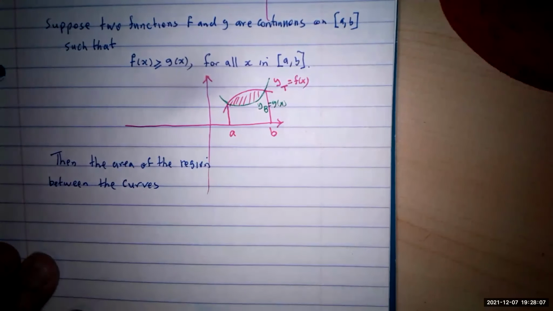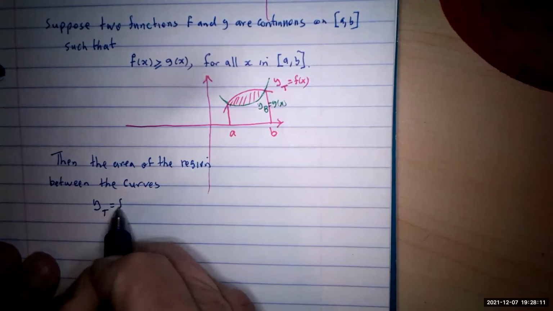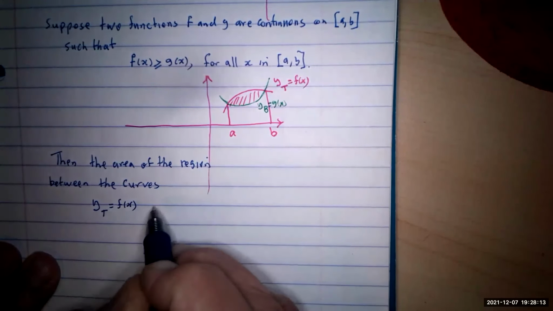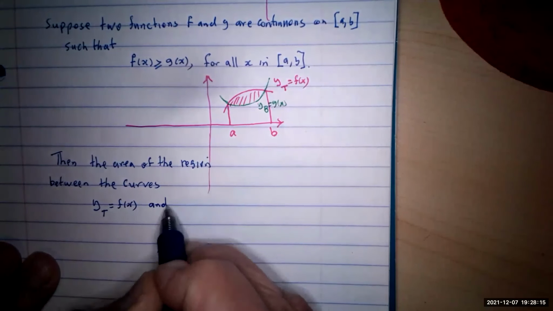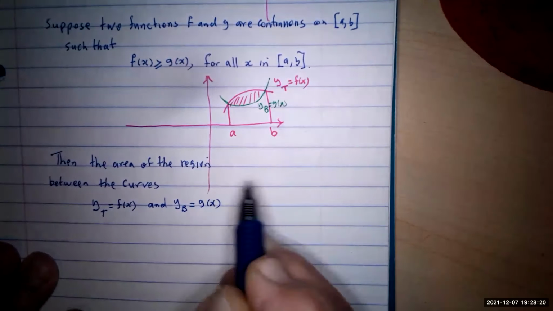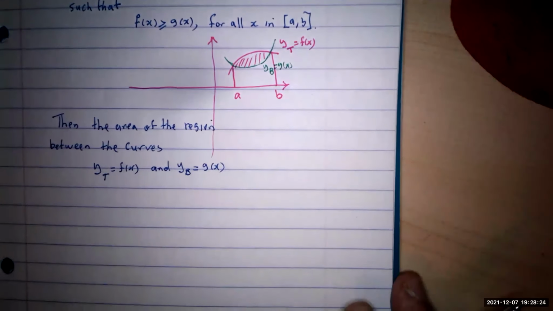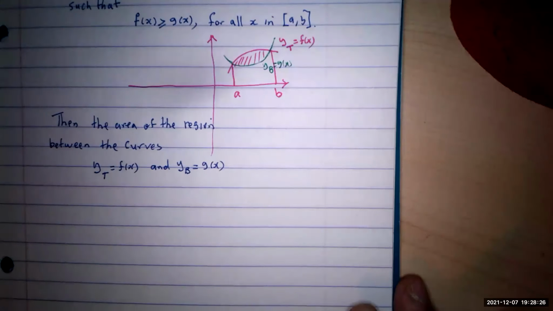I officially introduced those notations. The y of the top is going to be f of x, and the bottom one would be g of x. The reason is your result must be a positive number. If you mix up the top and the bottom, if you switch them, the result would be a negative number. That's why we want to make sure that we get it right. It's not a big deal, of course.